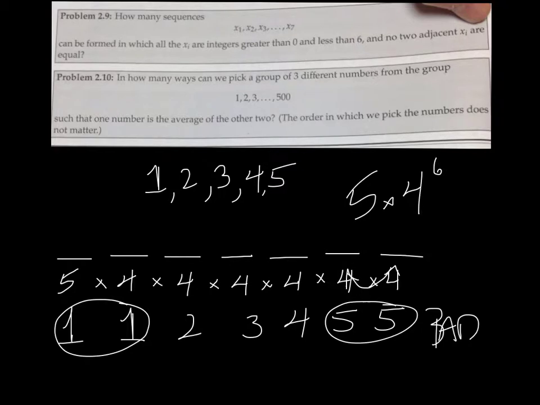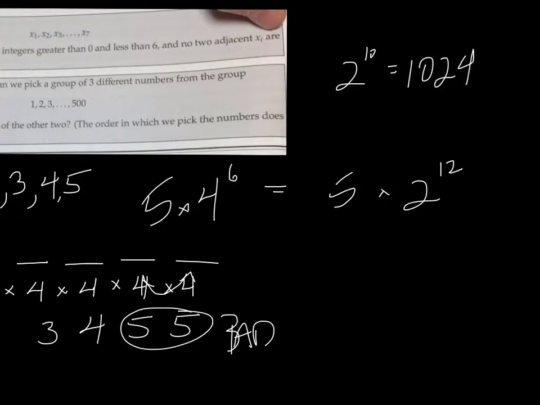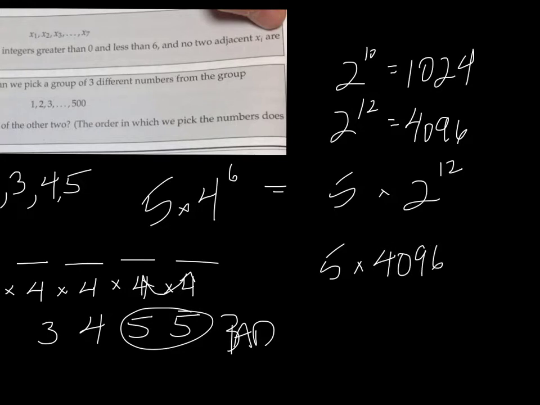4 to the 6th is 2 to the 12th. Right? I don't know what 2 to the 12th is. Yeah, but I have my powers of 2 memorized, sort of. So this is 5 times 2 to the 12th. I do know that 2 to the 10th is 1024. So 2 to the 12th should be that times 4. So 4096. 5 times 4096 is what?